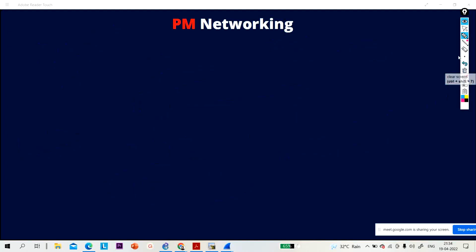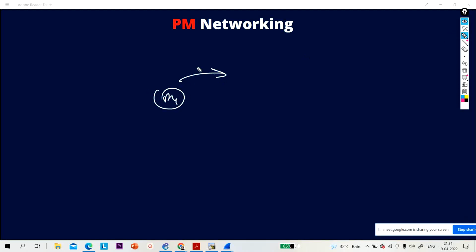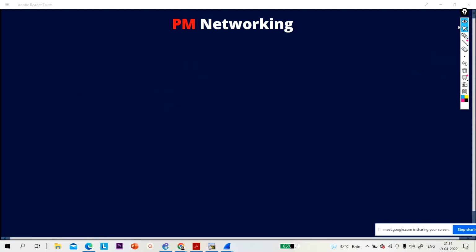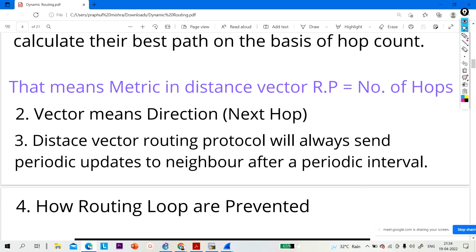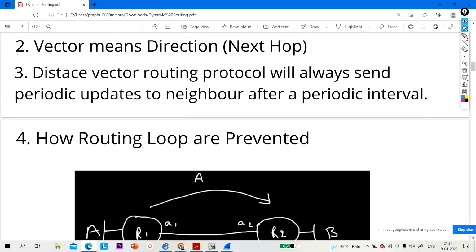Okay, so by default the time is 30 seconds in RIP, right? So if you configure RIP on R1, R1 will send one RIP message after every 30 seconds. Okay, properties of distance vector routing protocol. Now the next property is that a distance vector routing protocol will always send updates after a periodic interval.